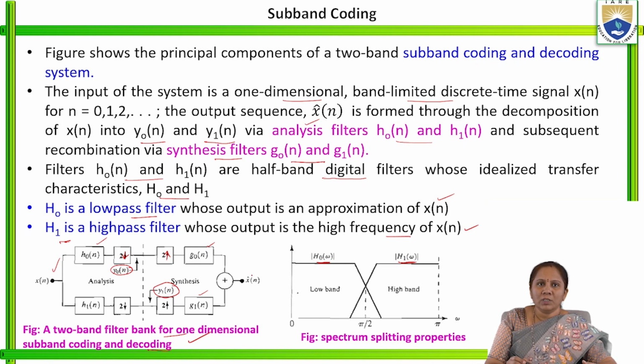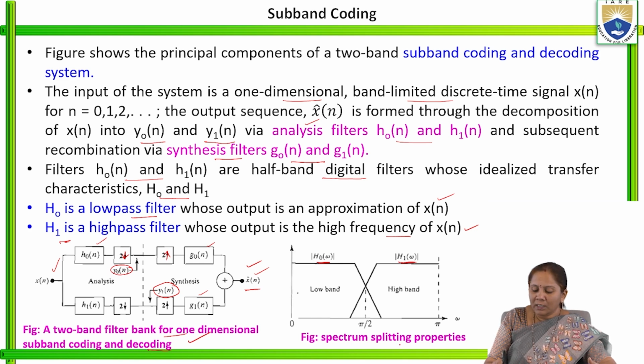So the main intention here is this: x of n is the original image. After compressing and decompressing, we are going to get the output x cap of n. After performing this operation, the output x cap of n should be equal to the input x of n.